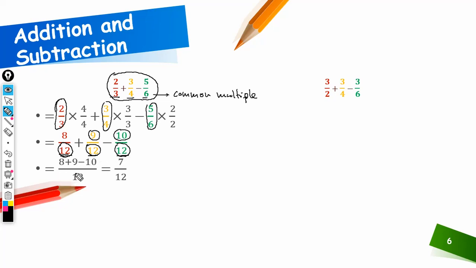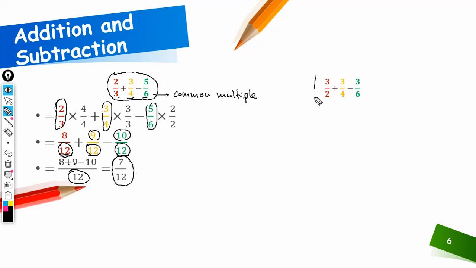Okay, and when you get the same denominator, you can operate the numerator. So you cannot operate the denominator. Kamu tidak bisa mengoperasikan denominatornya. You only can operate the numerator atau penyebutnya, pembilangnya, sorry. So 8 plus 9 is 17, minus 10 is 7. So the final answer is 7/12.